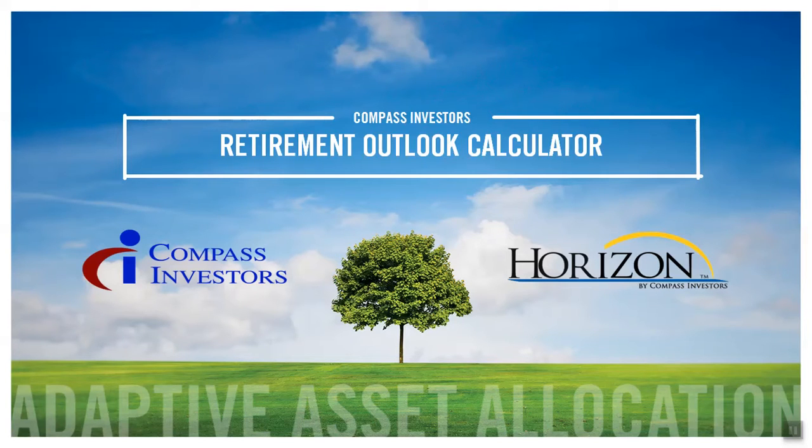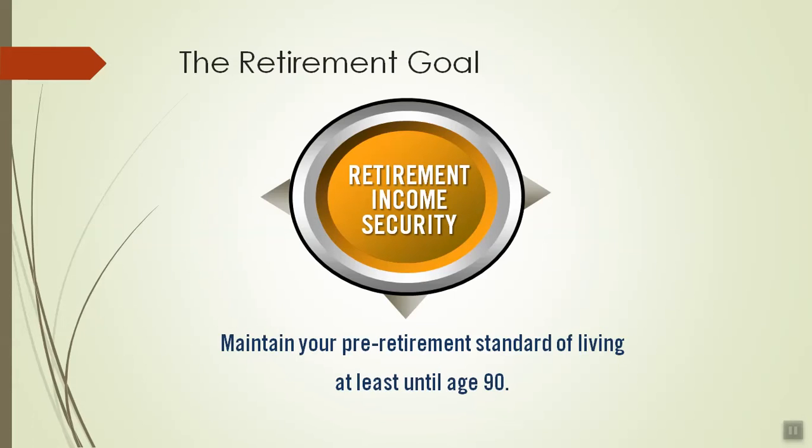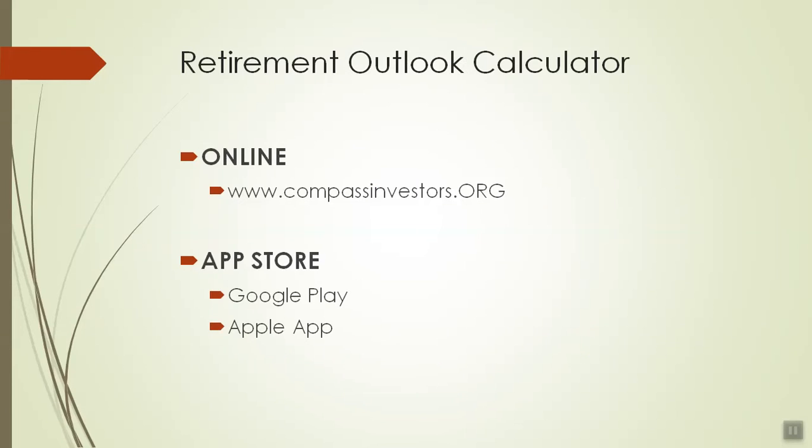In this video, I'm going to show you how to use our Retirement Outlook Calculator. The calculator is primarily intended to help you see where you are on the path to your retirement and understand the three factors under your control that have the biggest influence on reaching the goal of having retirement income security. We define retirement income security as being able to maintain your standard of living once you retire until at least age 90.